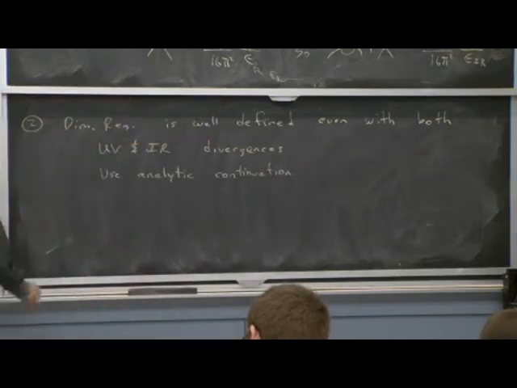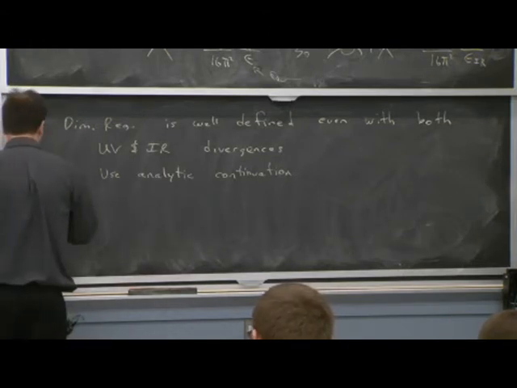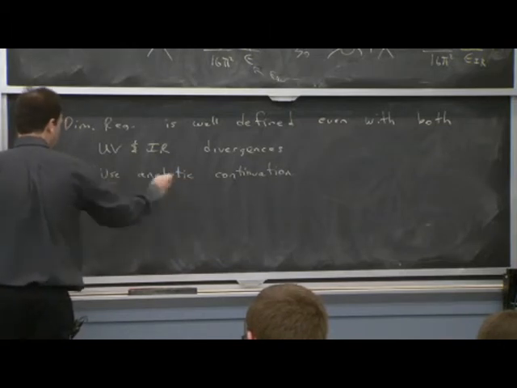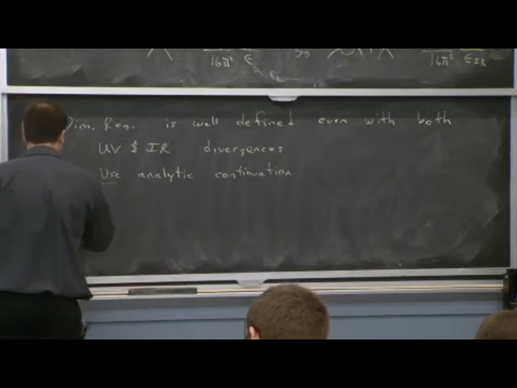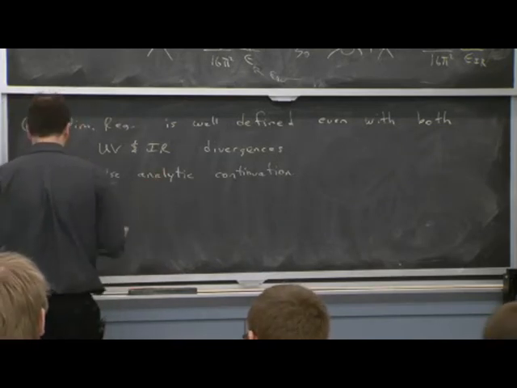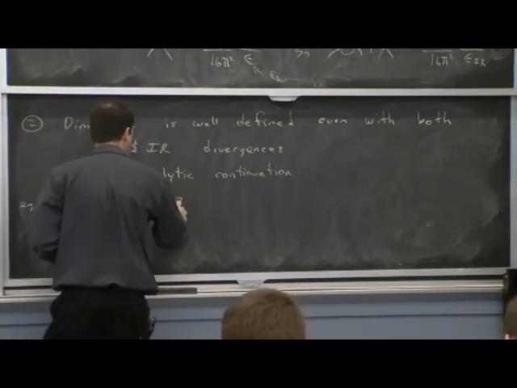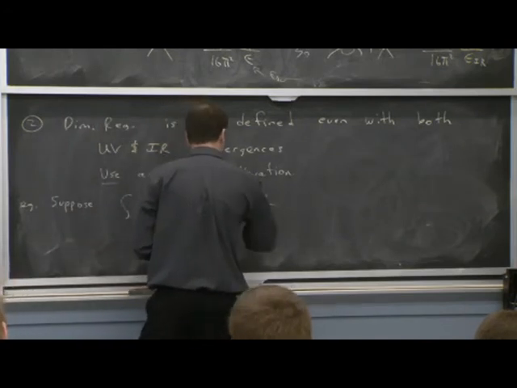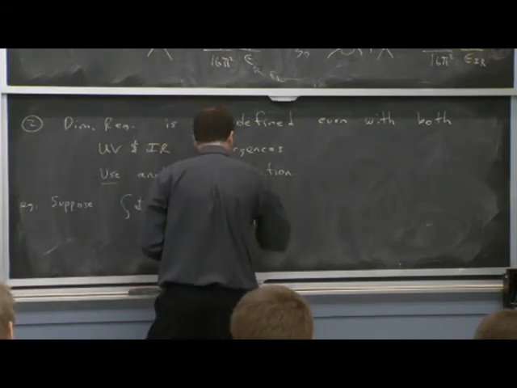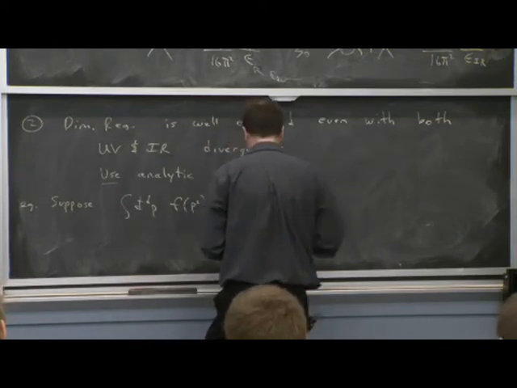So let me give you a little example, which is not exactly related to this, but will allow me to show you both how you use analytic continuation and how you could think about separating UV and IR poles. So we'll start out just by thinking about analytic continuation. So suppose I had some integral. So what does the analytic continuation mean? Or how should I construct it?